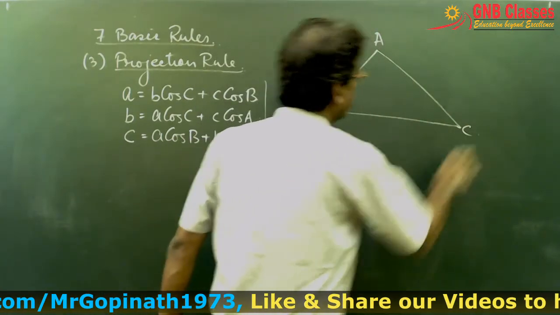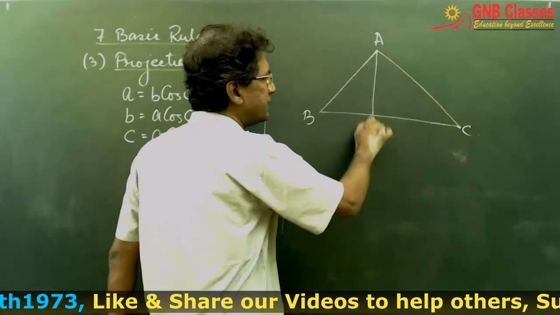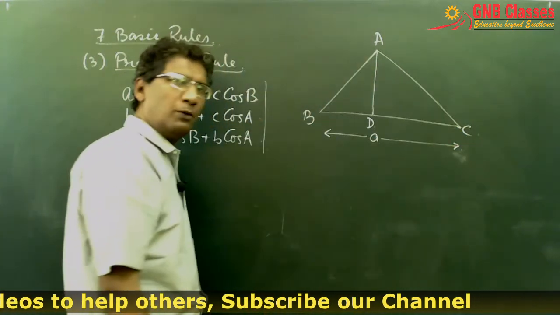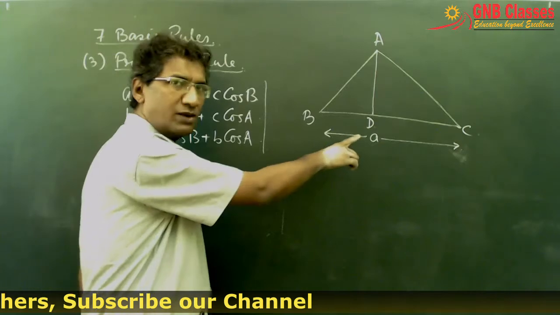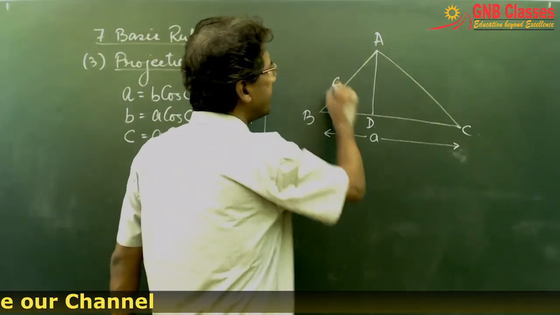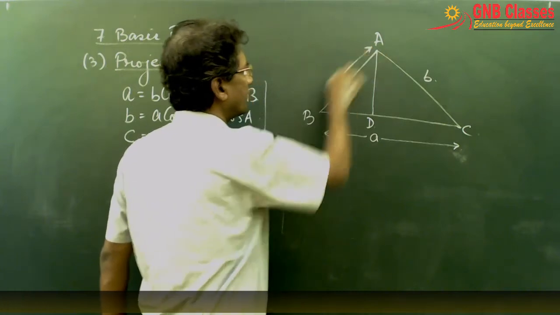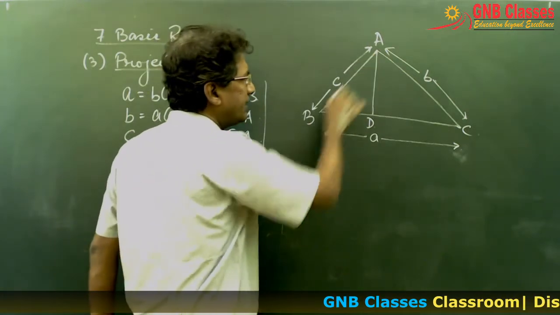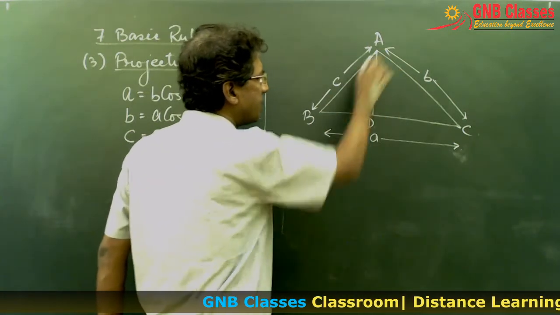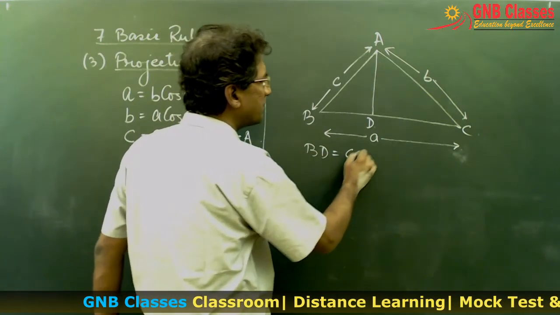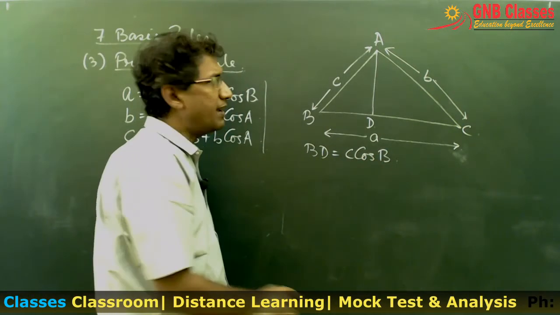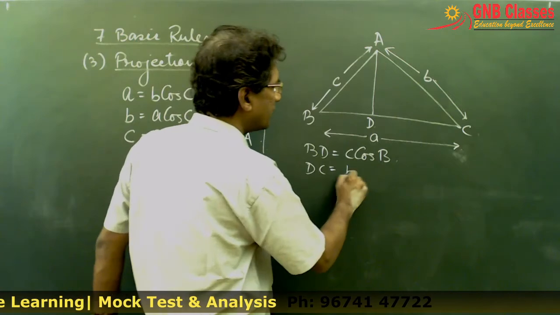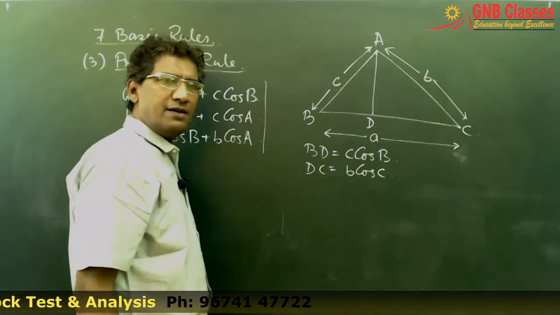It is pretty simple. ABC is a triangle. Again, you draw AD perpendicular on BC. The length BC is nothing but your A, which is the side opposite to the angle A of the triangle ABC. Therefore, it is represented by A. This is your C and this is your B. Now, observe carefully, in the triangle ABD, your BD is nothing but C cos B. Is it clear? And from the triangle ADC, we can write your DC is nothing but B cos C.